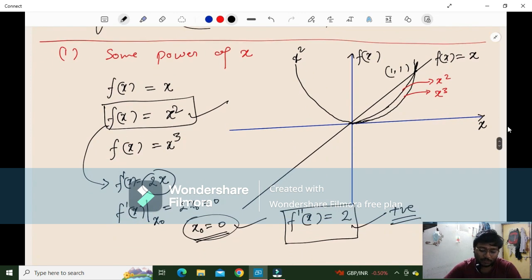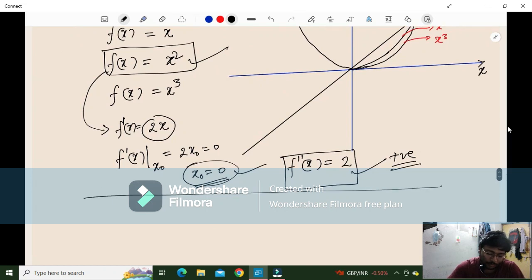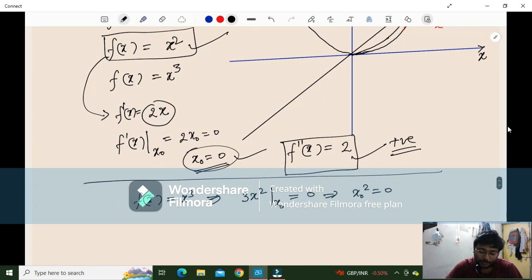Similarly, you can check for x cube. Whether it has a minima or not, let us check. So f of x equals x cube. The first derivative is this, and at x naught, to check the maxima or minima, x naught square equals 0. So we have one point where the first derivative becomes 0, which is 0.